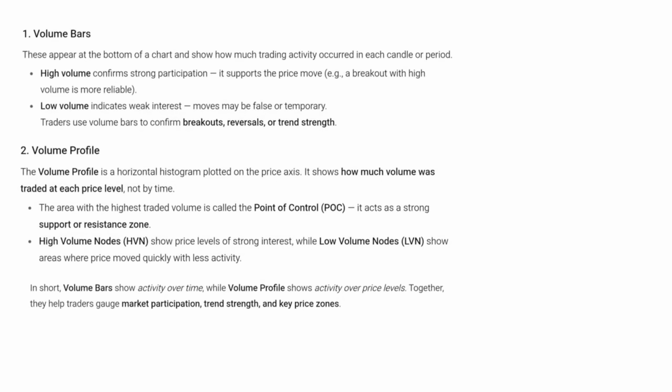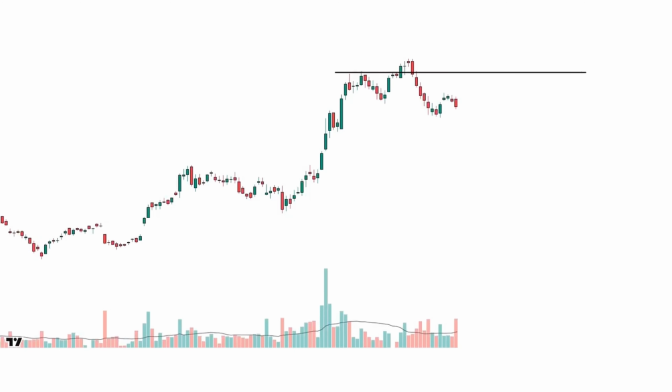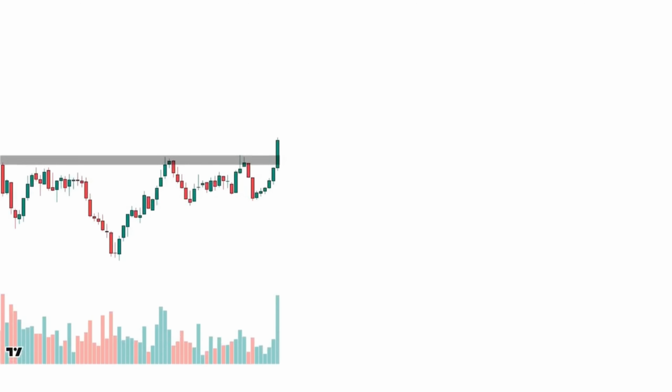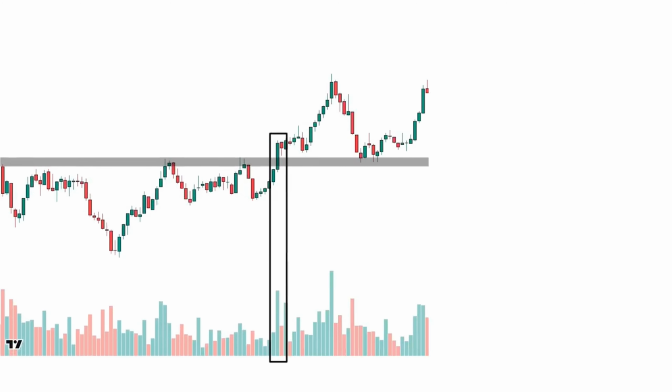Next, volume-based trading. Volume shows the strength behind a price move by analyzing traded quantity. 1. Volume bars. Each bar shows the volume of its respective candle. Low volume on a breakout candle often means a false breakout. High volume confirms a genuine breakout.